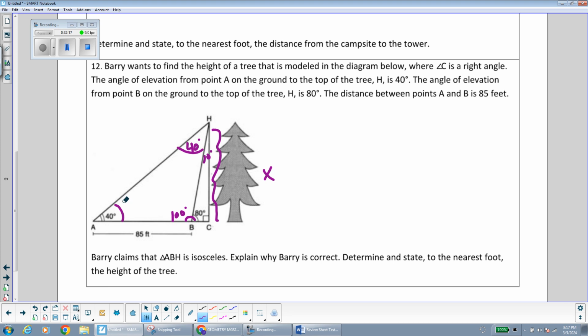And we know that if two angles of a triangle are congruent, the sides opposite those angles are also congruent. So once again, in a triangle, sides opposite congruent angles are congruent. Determine and state to the nearest foot the height of the tree.